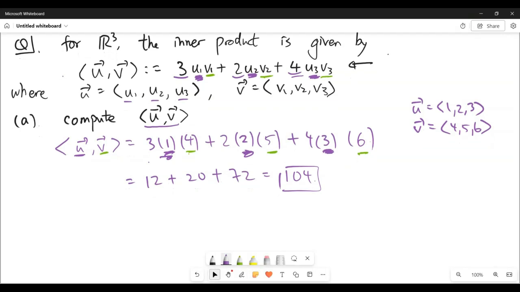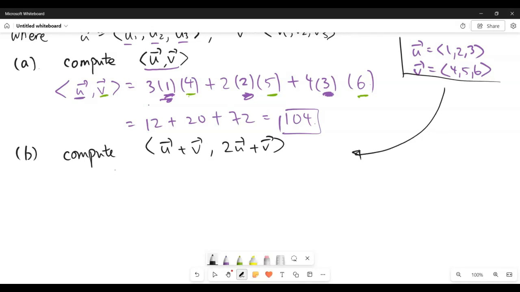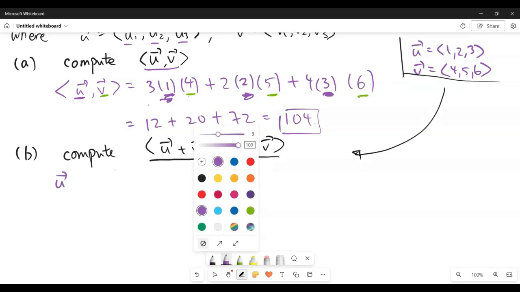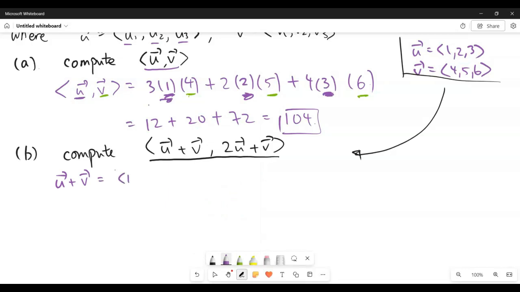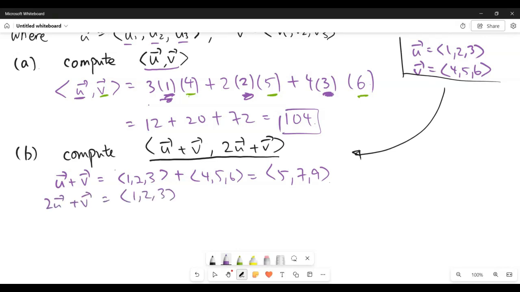Let's look at the next exercise. We are still using these two examples of the vector u and v. Are you able to compute the inner product between these two vectors? Please think about this. It essentially means you have to add the two vectors first. After addition, the vector is like this, for u plus v. The second vector is 2u plus v, so please do your calculation here. 2 times u plus v, then you'll get this one plus 4, 5, 6, and the vector is like 6, 9, and 12.